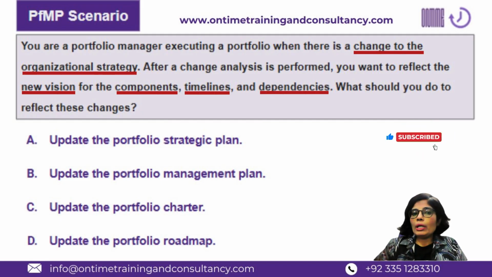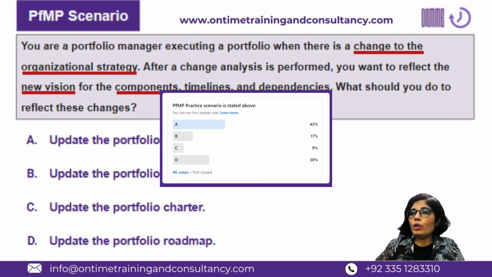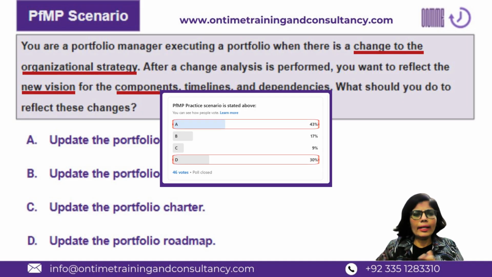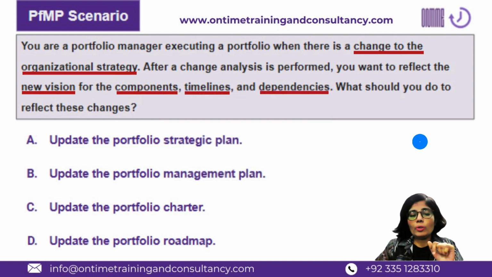In my opinion, this is a very simple, very obvious question. However, when I posted this scenario on my regular Thursday PfMP post, I observed that around 43% of the people went with option A and around 30% went with option D. And rest of the people went with option B and C. Okay, I think we need to talk about the option choices.